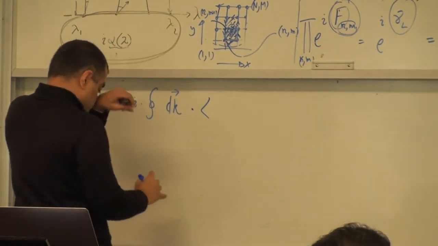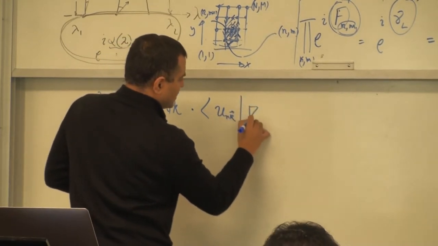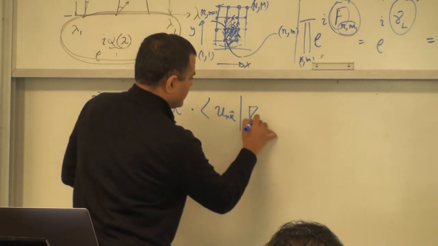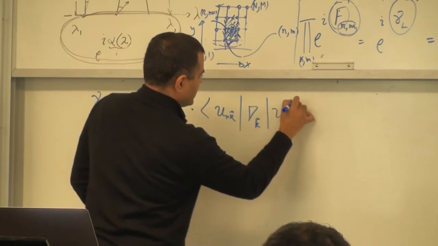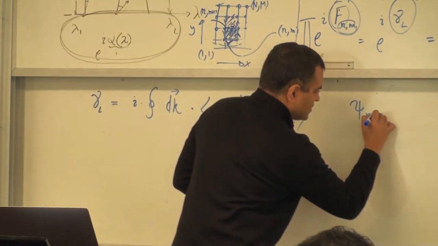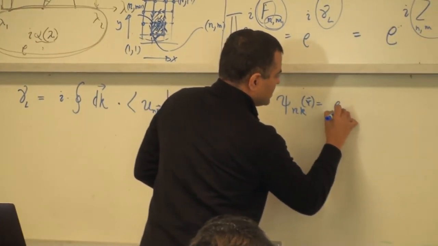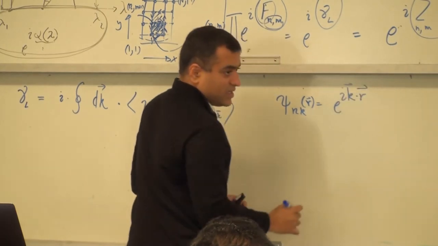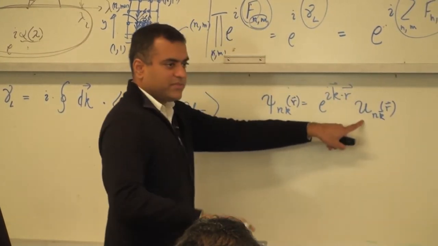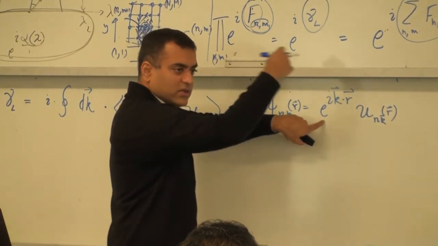Dot product with a gradient of u_nK, gradient in the K space, times u_nK. And what is this u_n? If I write the wave function of the nth band in a crystal, at wave vector K, at any R, you write it as e to the power i K dot R, it's a Bloch function, right? Times the cell periodic part of it. This is the functional part of a Bloch function for an electron in a crystal that repeats in every unit cell. This is the slowly varying phase modulation part.